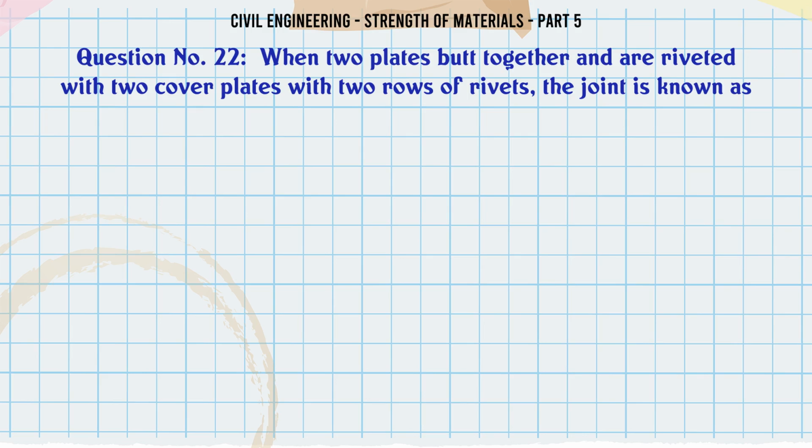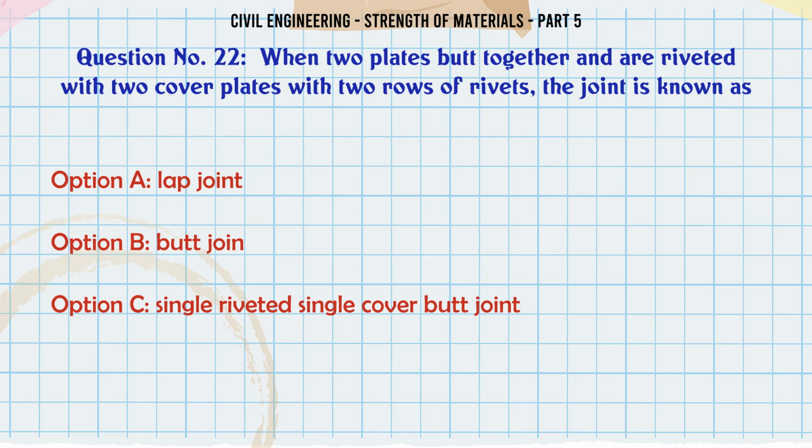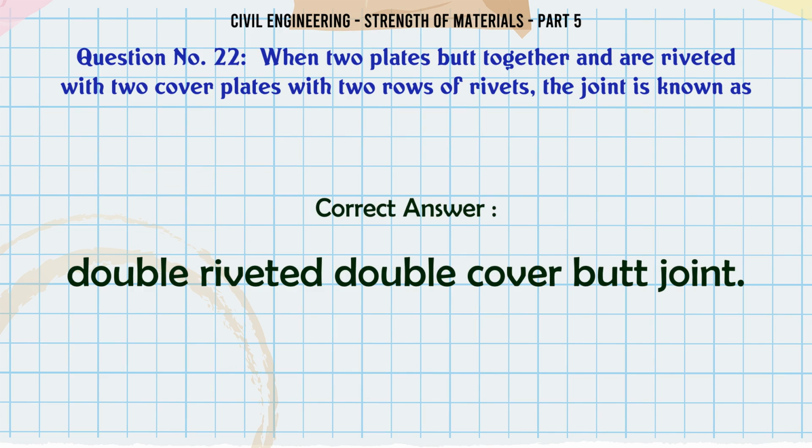When two plates butt together and are riveted with two cover plates with two rows of rivets, the joint is known as A. Lap joint, B. Butt joint, C. Single riveted single cover butt joint, D. Double riveted double cover butt joint. The correct answer is double riveted double cover butt joint.